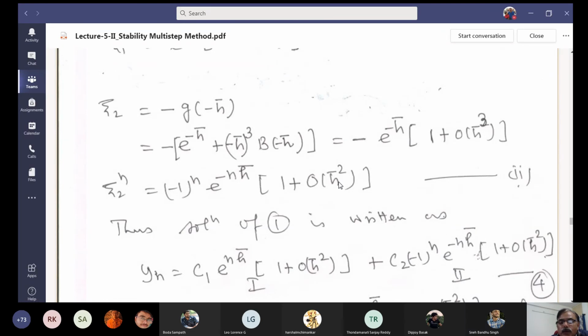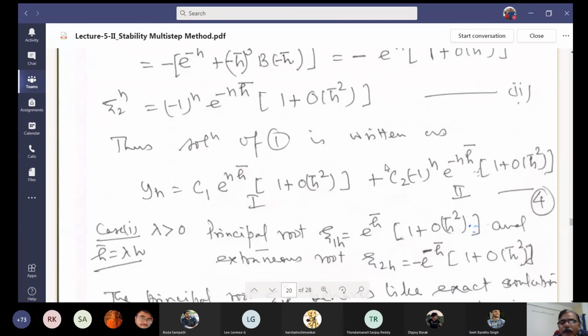Yes, sir. So the two solutions combined, it has two solutions. The quadratic equation you have got is your characteristic equation. So the general solution can be written as y_n equals c1 e to the power n h bar inside the bracket 1 plus capital O of h squared. The second solution is minus 1 to the power n e to the power minus n h bar inside the bracket 1 plus capital O of h bar squared.